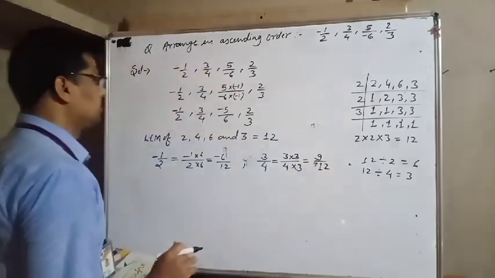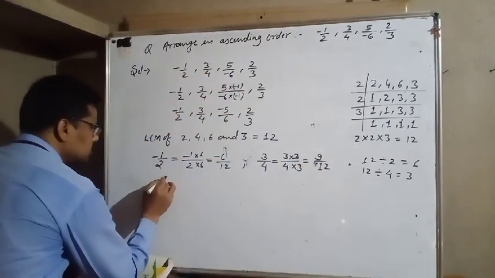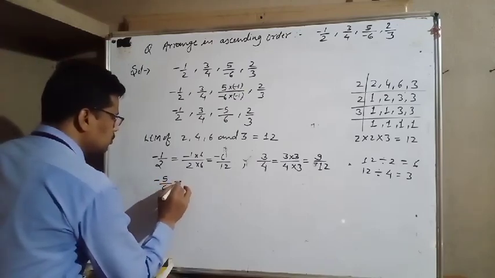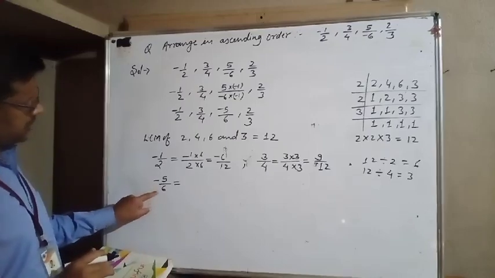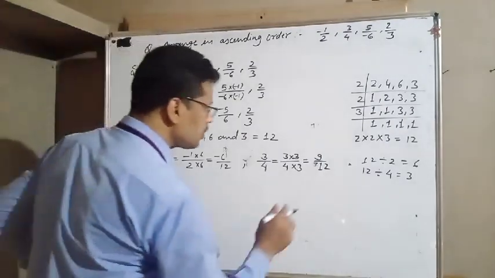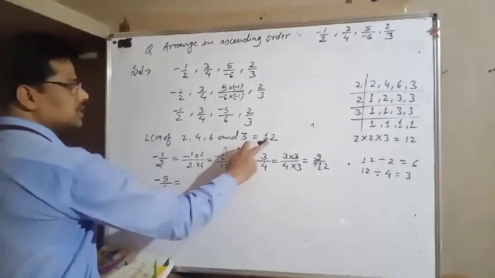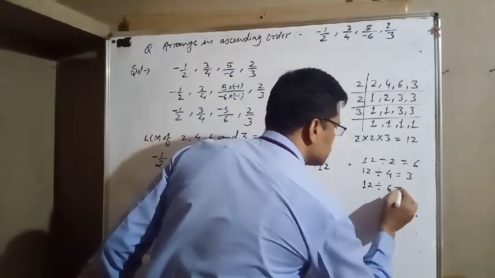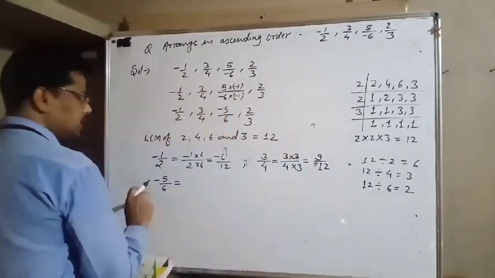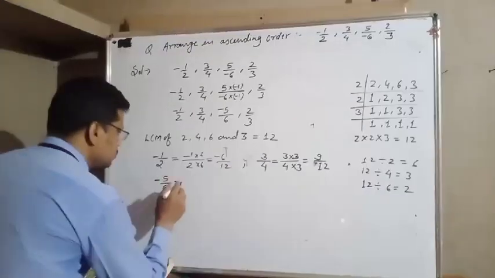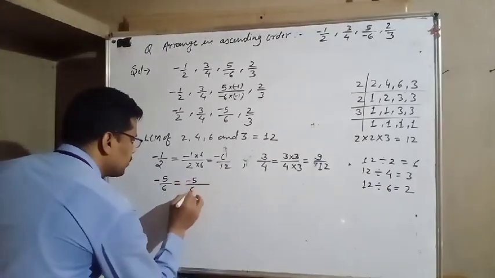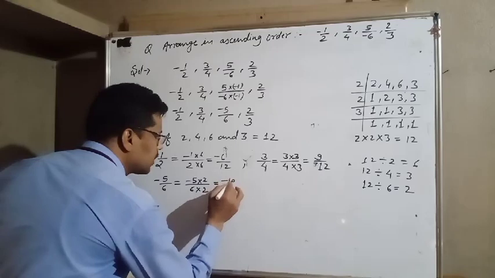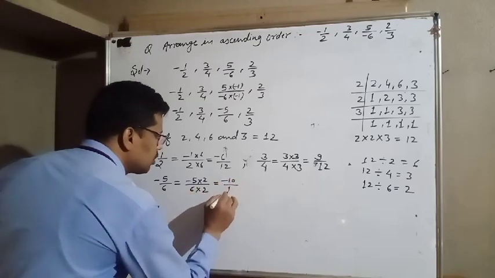So 9 upon 12. Now the next number, minus 5 upon 6, is equal to... Again we want to make its denominator 12. How? Again the LCM should be divided by 6. 12 divided by 6 gives 2. It means this number should be multiplied by 2. Here we are multiplying by 2: 2 fives are 10, minus 10, and 2 sixes are 12.